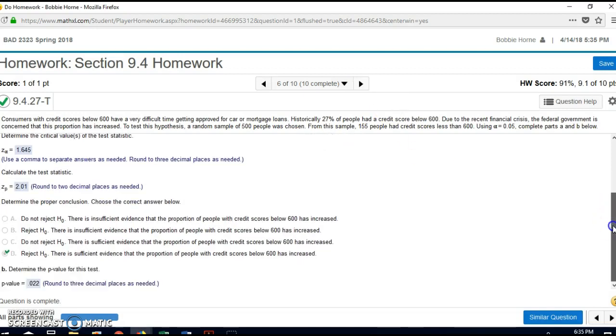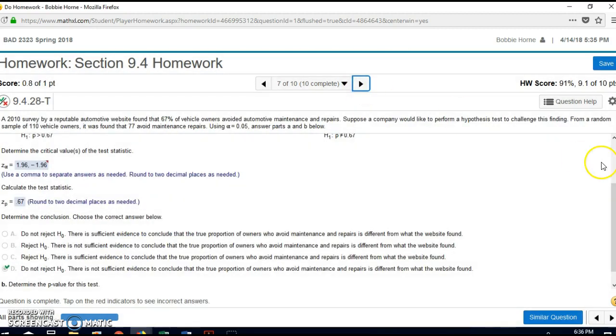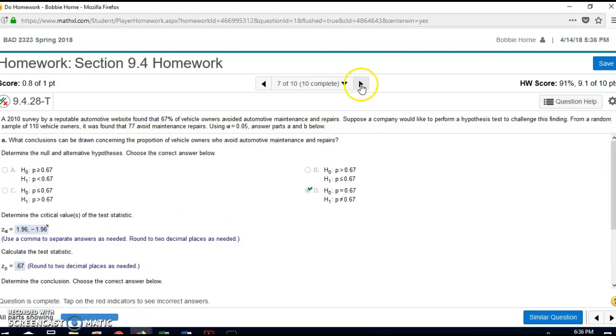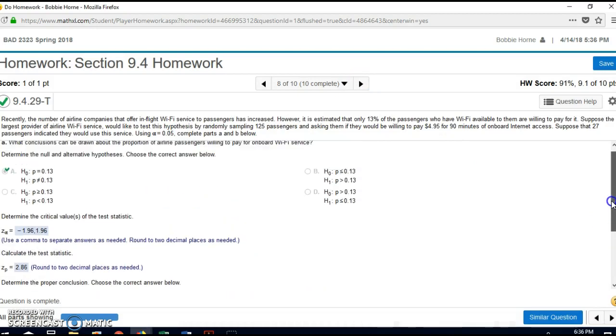Question 6, same type of situation. You just have to set up your hypothesis right, and the way you do that is you read the wording. It's concerned that the proportion has increased, so the alternate would be greater than the 20%. And question 7 is still the same types of calculations, and StatCrunch can do all these calculations for you.